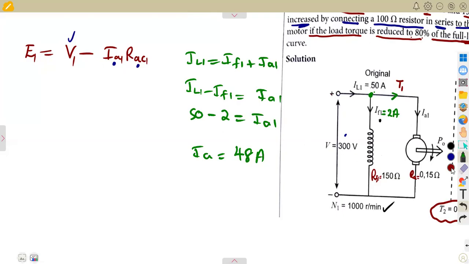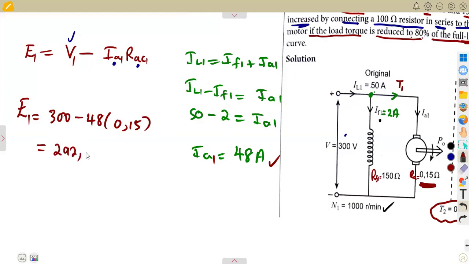So with the armature current, we can calculate the generated EMF, which is V, 300, minus the armature current of the first circuit, which is 48 amps, times everything that is of the armature circuit. As you can see, there's only a single resistor, which is our armature resistance of 0.15. So if you were to subtract here, you're going to obtain 292.8 volts. So this is our E1. We just have to calculate everything, guys, that is needed on this formula.